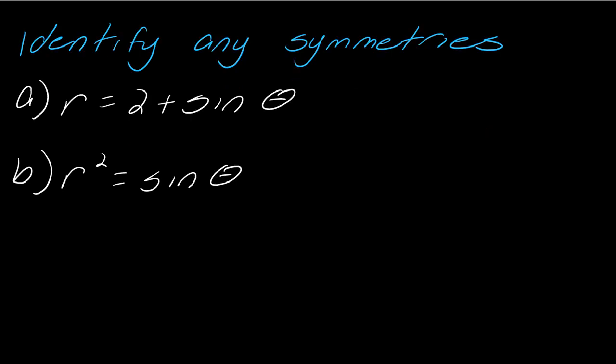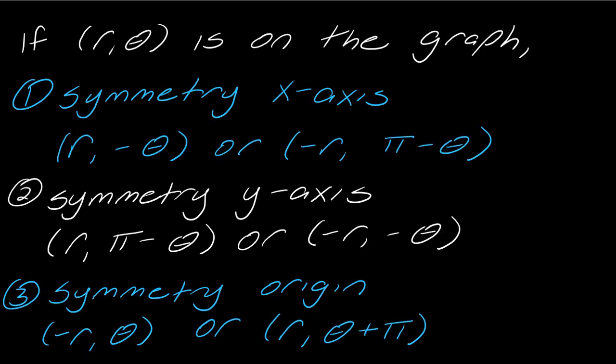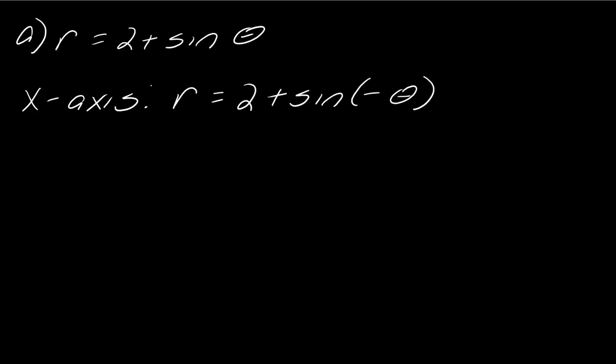Okay, so let's take a look at how I identify symmetries in general. I've got two graphs here, so we're going to go through and do this. Let's start with r equals 2 plus sine theta. Using my handy little list here, first I'm going to check (r, negative theta). For the x-axis, I replace theta with negative theta. Now I want to see if I use my trig identities, can I get back to the original equation? I know sine of negative theta is equivalent to negative sine theta. As you can see, this equation does not match the original because this is negative and this is positive. So this one didn't work.